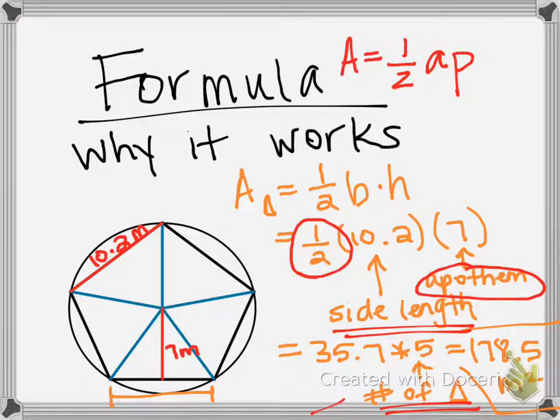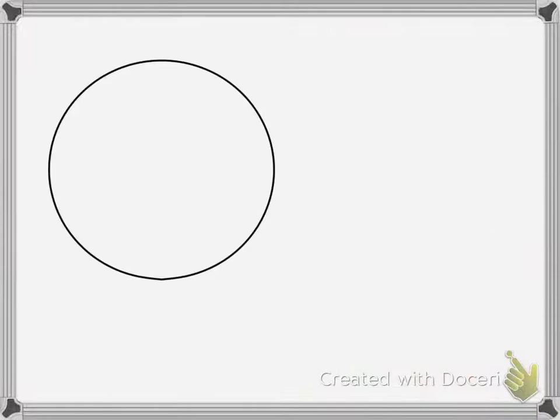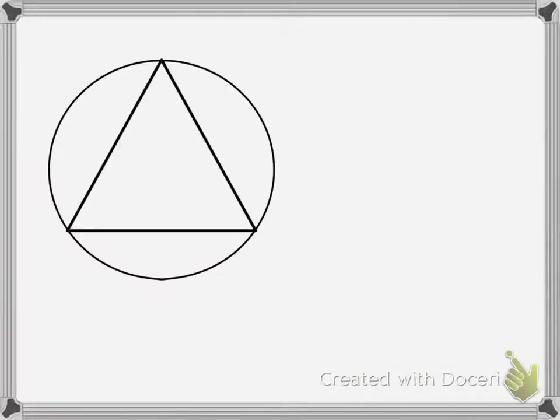That's why it works. But of course, if you find it easier to just figure out one triangle and multiply it by the number of triangles, that's okay. You're going to end up with the same answer, just to let you know. All right, so what's next? Well, this time we're going to practice finding the area of a regular triangle.